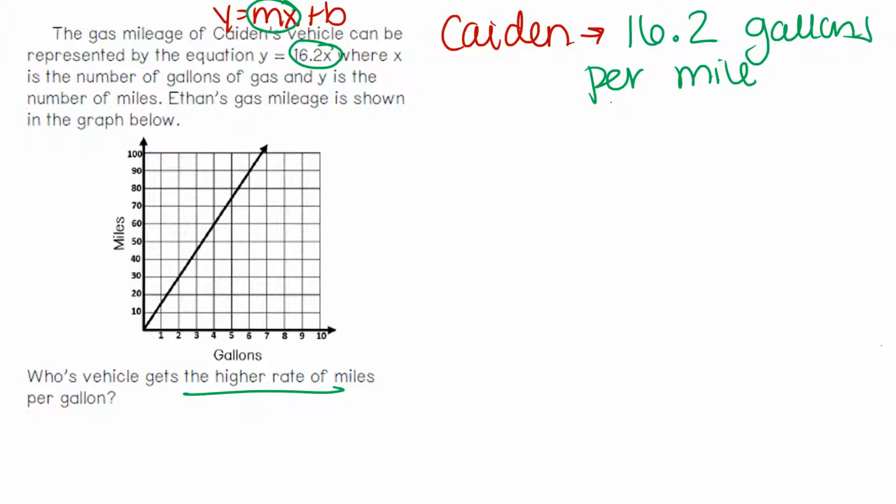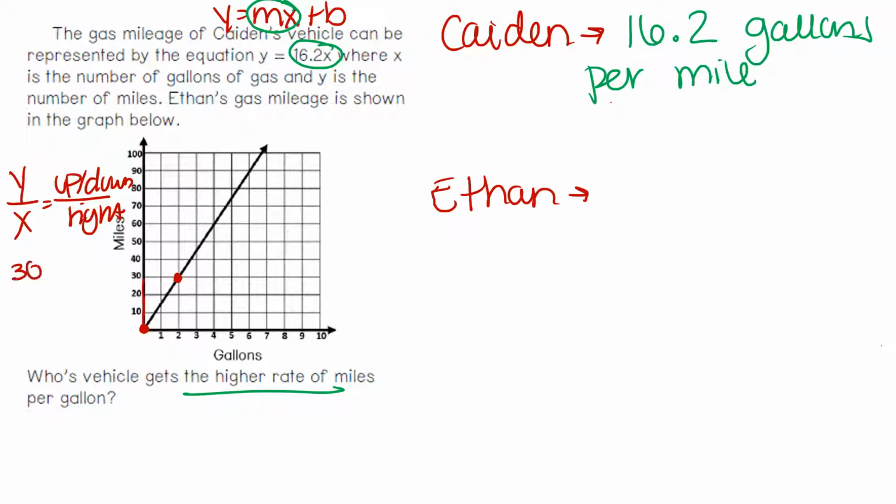Now, Ethan is represented in the graph. So for Ethan, we have to look at our graph, and remember, we write it as a fraction, y over x, up or down, and then always to the right. In this case, picking out 2 points we can read clearly, I'm going to start down here, and I'm going to pick this point here, because it's represented by crossing two lines evenly. So I go up 10, 20, and 30, so it's positive because we're going up 30, and over 1, 2. 30 divided by 2 is 15. So Ethan gets 15 gallons per mile.